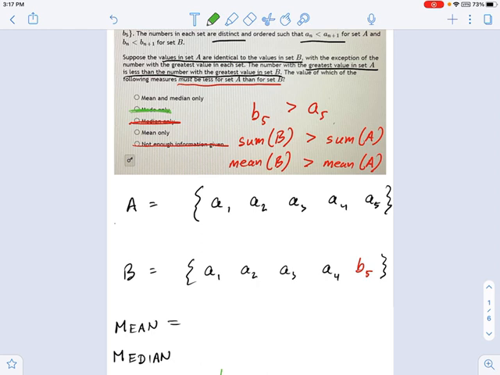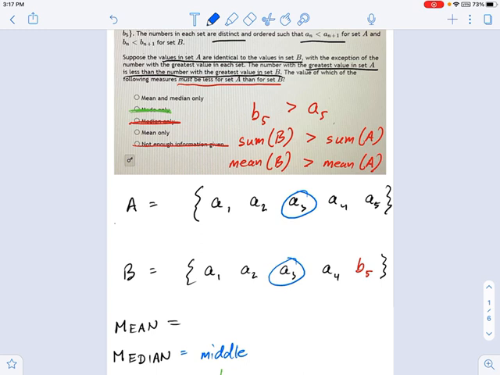So my choice is, is it the mean only, which is going down in set A, or is it the mean and median both? Well, we have to figure out what the median is. And if you remember this part, this is important. The median is equal to the middle of the set. Well, which one of these numbers is in the middle? For the first set, it's A3. For the second set, it's A3.